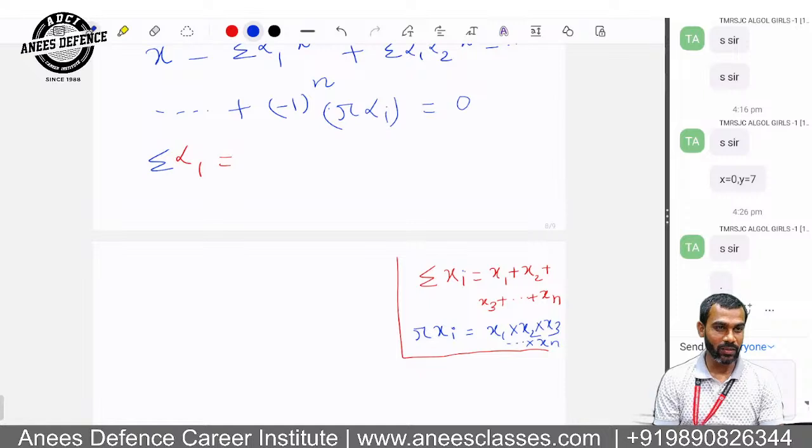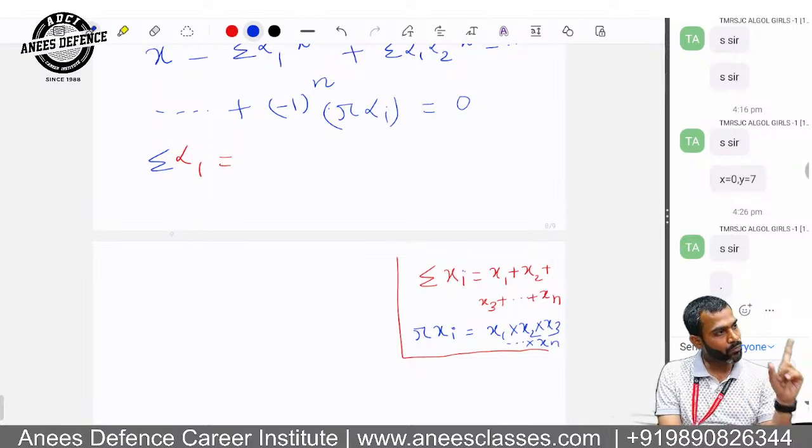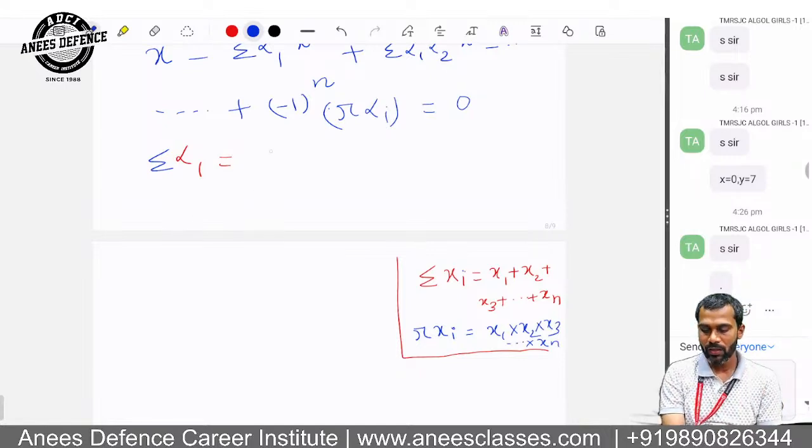Standard notation: pi xi means product. So summation alpha 1 means alpha 1, I have written, but it means we need to add every root taking one root at a time, I mean sum of all the roots. We can say alpha 1 plus alpha 2 plus alpha 3 up to alpha n. Understood?